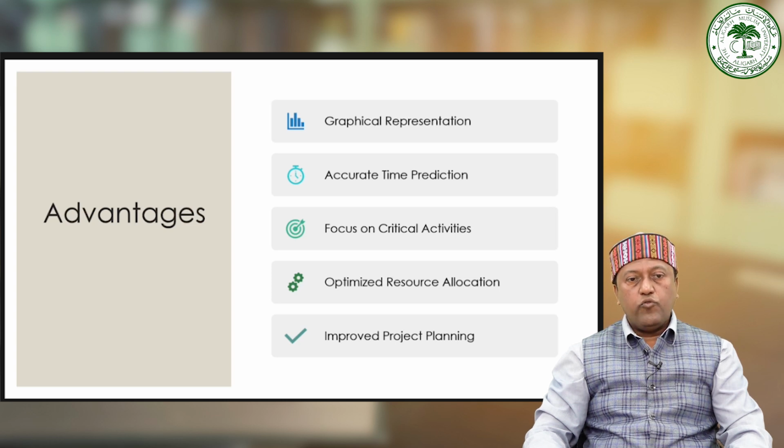And then we have improved project planning. So CPM facilitates detailed project planning by breaking down the project into smaller tasks and sequencing them logically. This systematic approach enhances overall project planning and management.